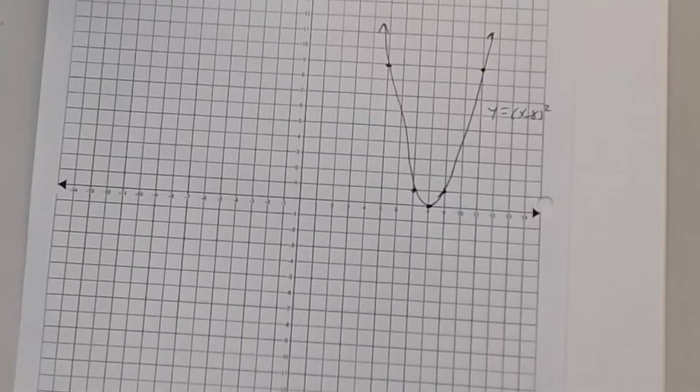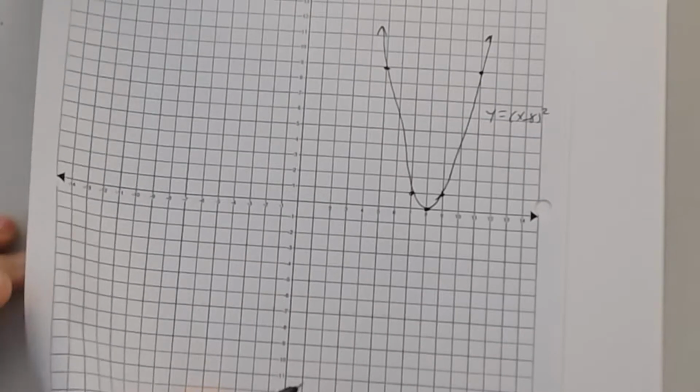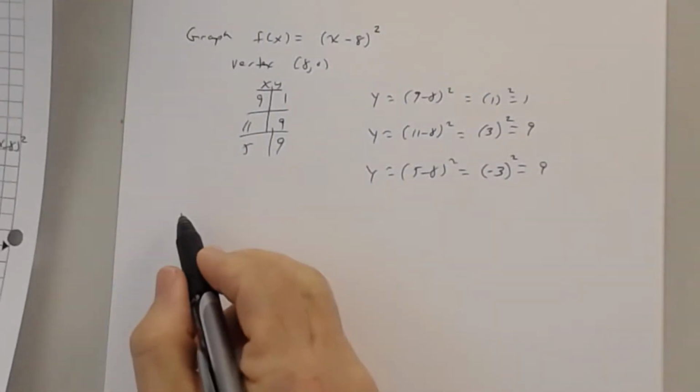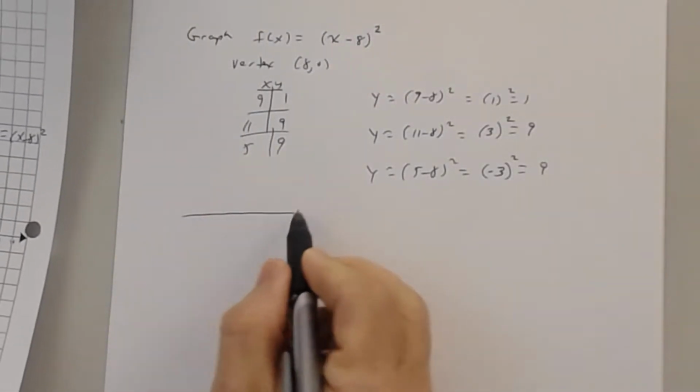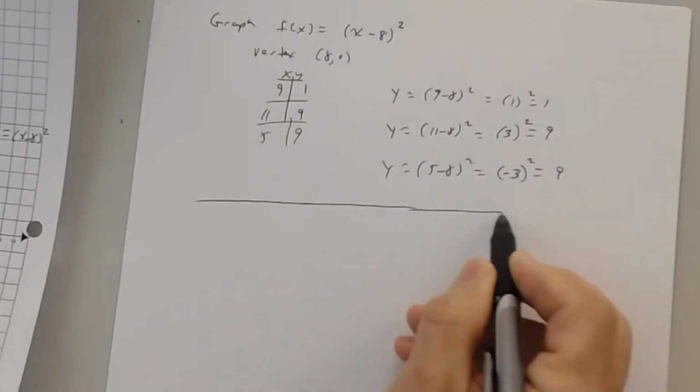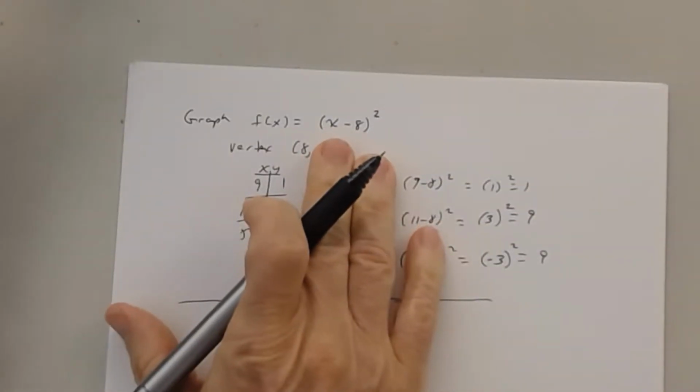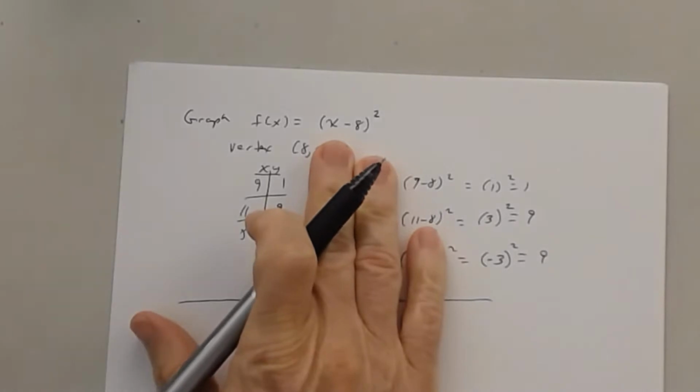Okay. Now let's look at this one. First of all, we're going to graph this one. Now remember, what kind of function is the one I just dealt with? Quadratic. That's a quadratic function.